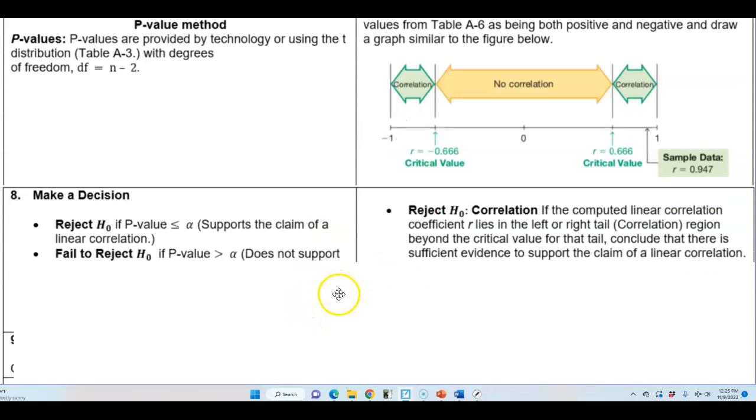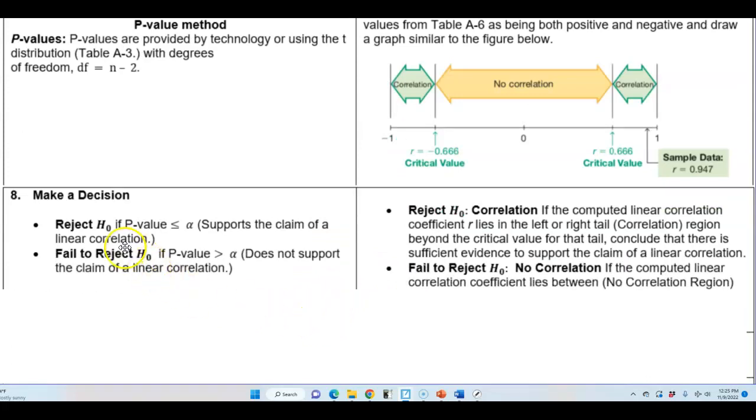When we make a decision for the p-value, we reject the null if the p-value is less than or equal to the significance level, which supports the claim of a linear correlation. And we fail to reject the null if the p-value is greater than the significance level, which does not support the claim of a linear correlation.